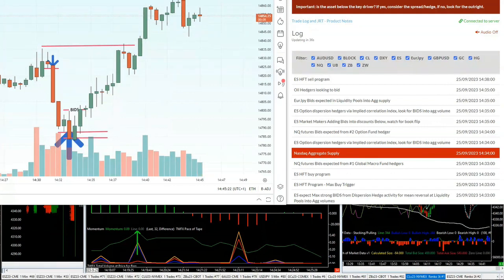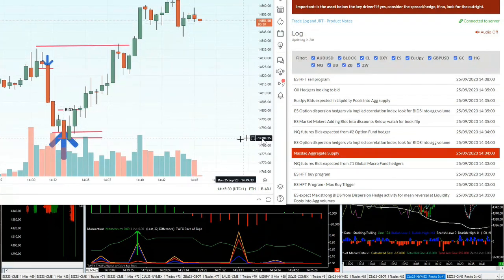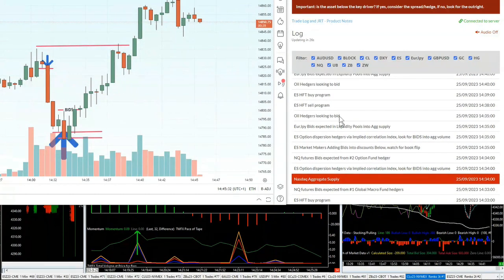Makes life a little bit easier, doesn't it? Makes life a little bit tastier if we can put those two pieces of the jigsaw puzzle together at the same time. So let's see how this trade eventually developed. So we get a breakaway, we get a sell program followed by a buy program. Remember, a sell program is a sell of a green candle.